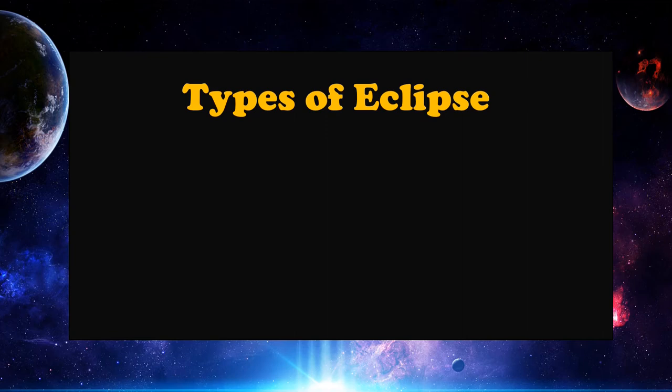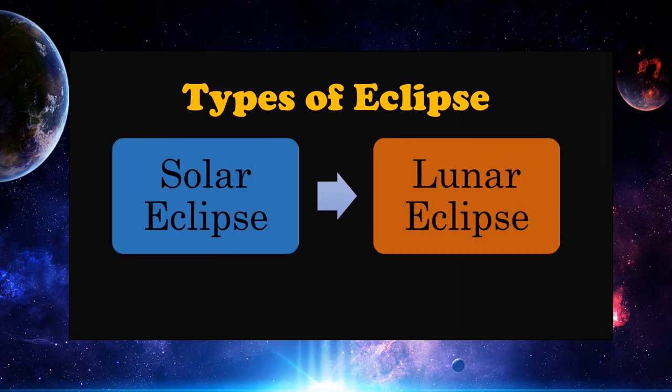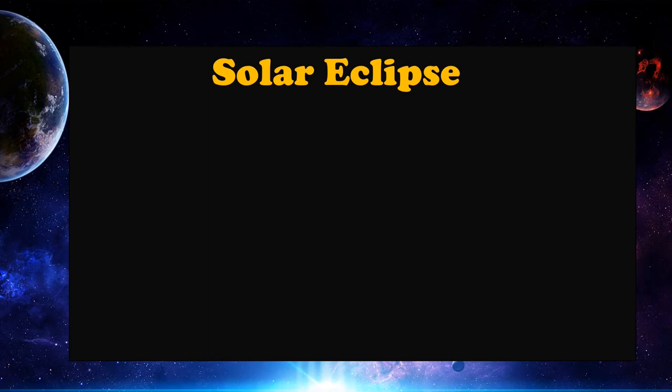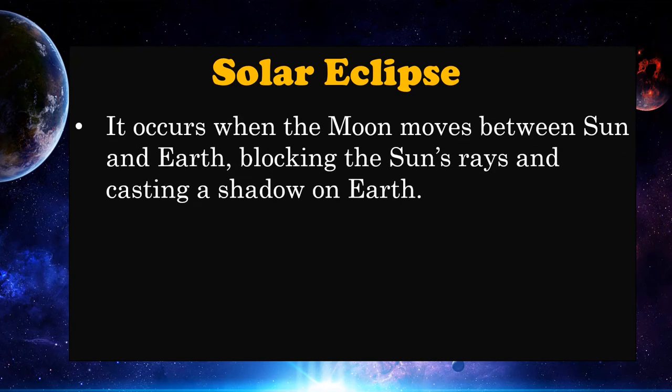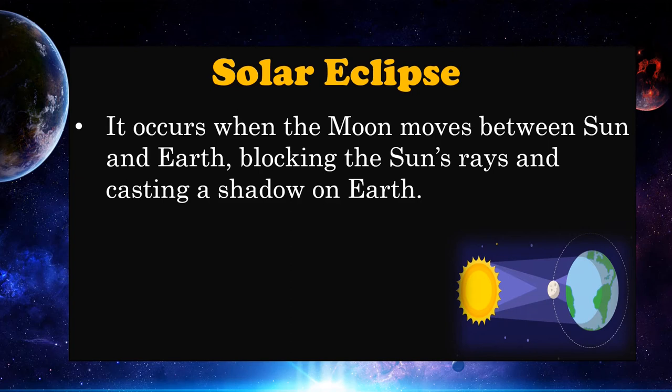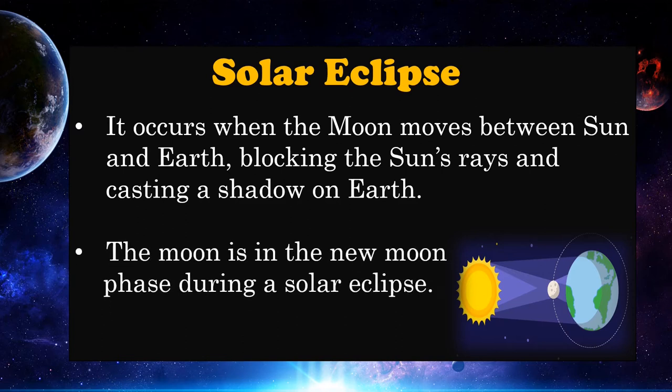There are 2 major types of eclipse. They are solar eclipse and lunar eclipse. Solar eclipse. The word solar comes from the Latin word for the sun. Solar eclipse occurs when the moon moves between sun and earth, blocking the sun's rays and casting a shadow on earth. The moon casts a shadow on part of the earth. The moon is in the new moon phase during a solar eclipse.